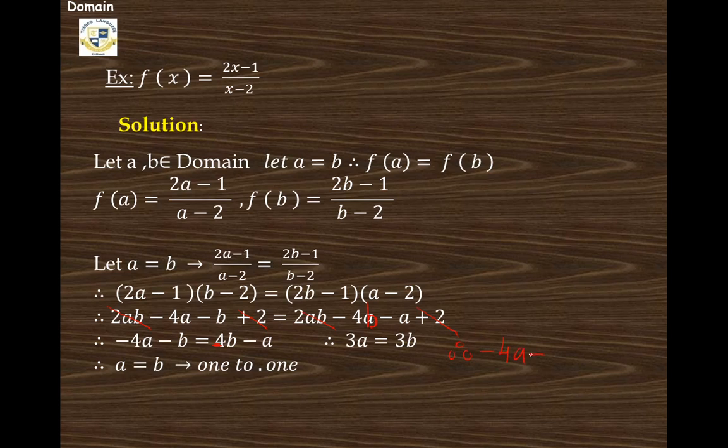Here, negative 4a minus b equals negative 4b minus a. Then I will move negative 4b to be positive 4b minus b. Here negative 4a is 4a minus a. It's 3b equals 3a. Then I will divide it by 3. Therefore a equals b as it is written using the PowerPoint. Therefore this function is one-to-one function.